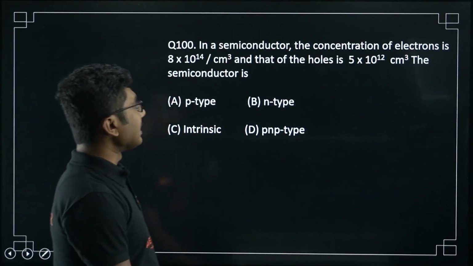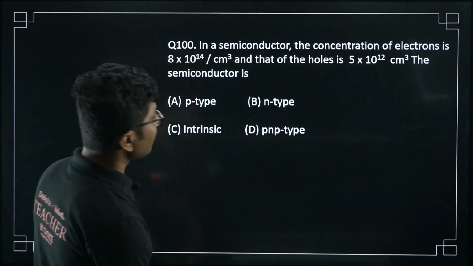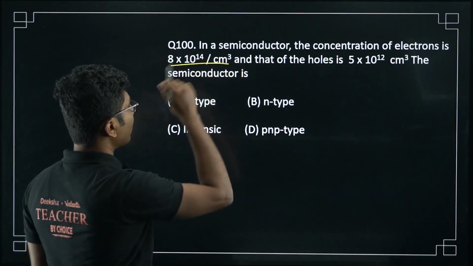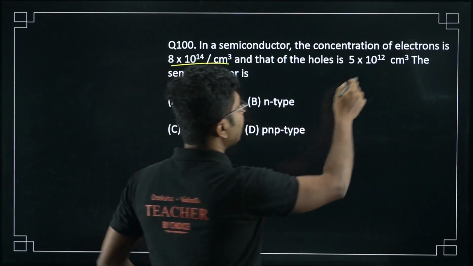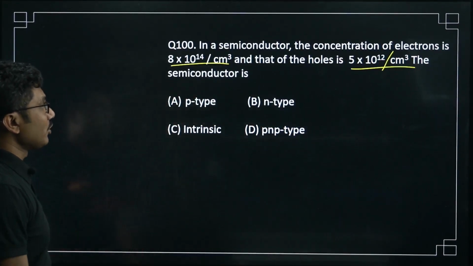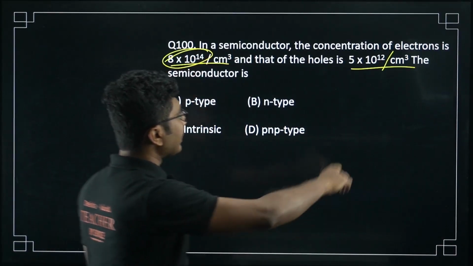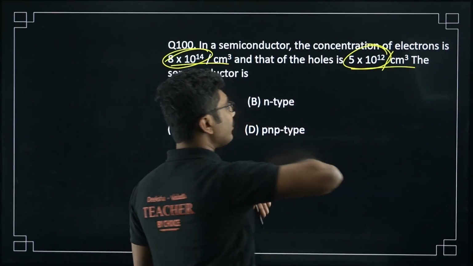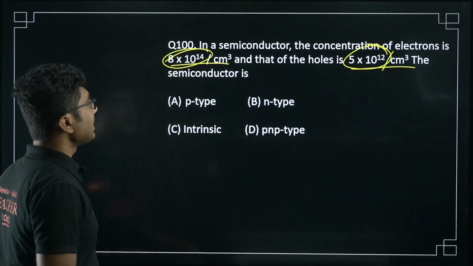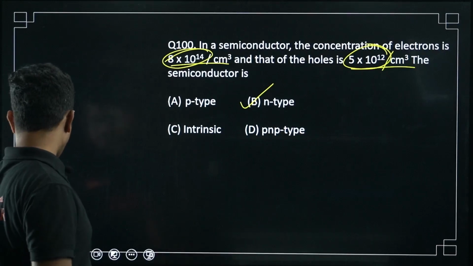In a semiconductor, the concentration of electrons is 8 into 10 to the power 14 per centimeter cube and the concentration of holes is 5 into 10 to the power 12 per centimeter cube. That means the electron density is more than the hole density. Electron density more than hole density means it will definitely be an N-type semiconductor, right?